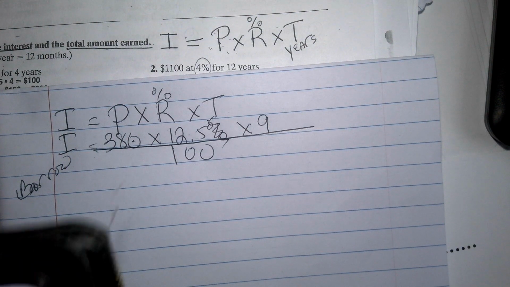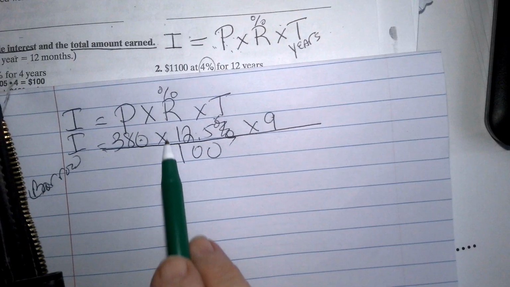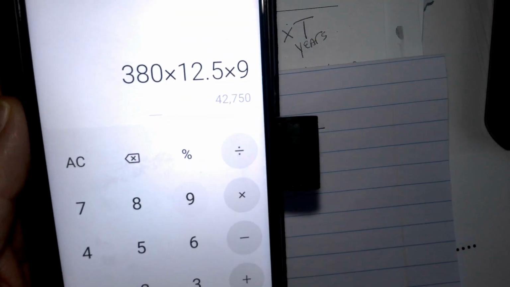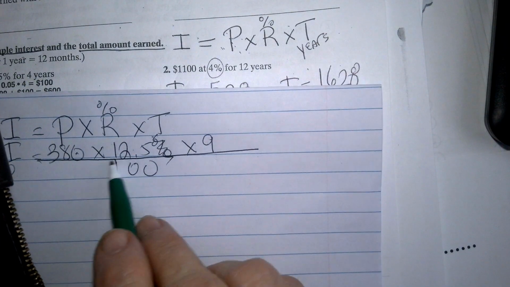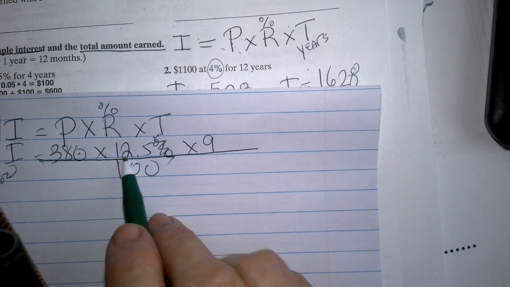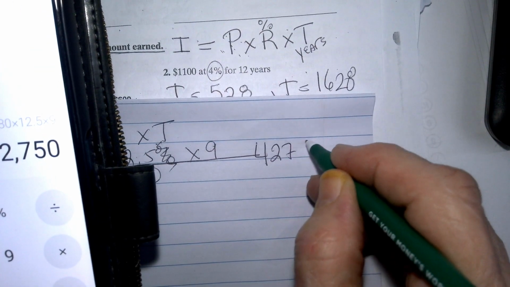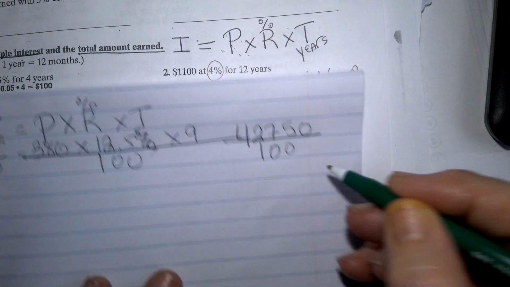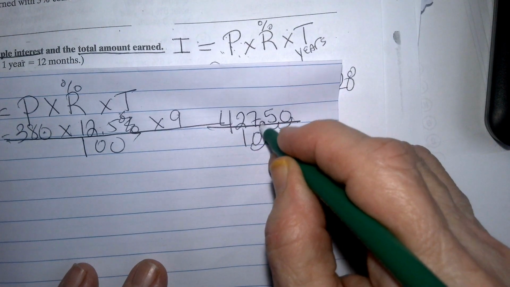To save us some time, we're going to actually do this by calculator. So 380 times, what am I going to multiply it by? 12.5 times 9. Okay, and it is going to be, but I guess it already considered my decimal because I did put in 12.5. So it is 42750, but we need to still divide by what? So can't we just move it over twice? Yeah. 1, 2, 1, 2.